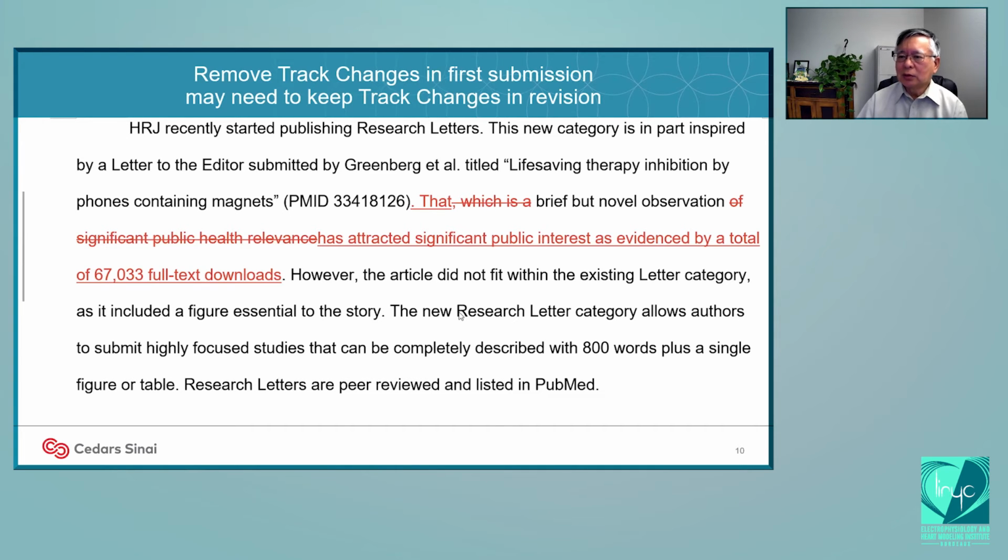Otherwise, people keep on changing things inside, and the reviewer has to read the entire paper in order to give you a comment. With track change mode, the reviewer only needs to read where your changes are. That saves them a lot of time. And for editors, it's a big benefit, because the reviewer can come back faster.